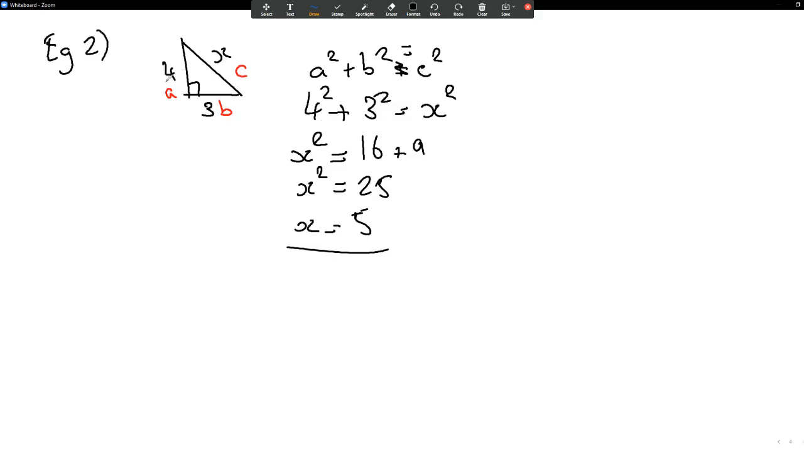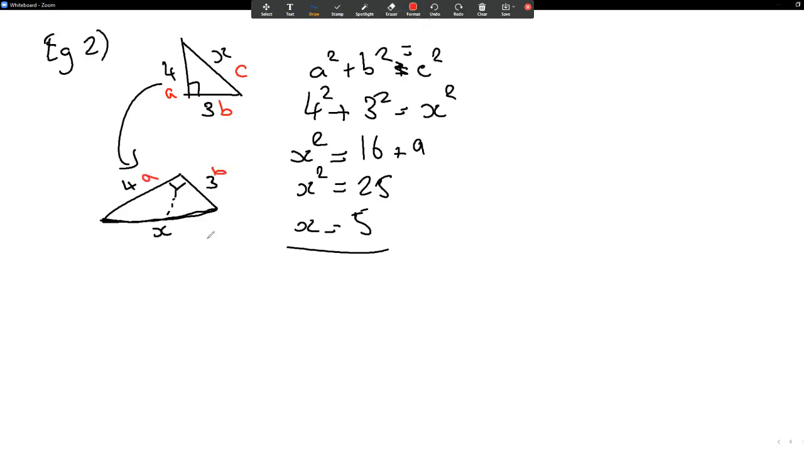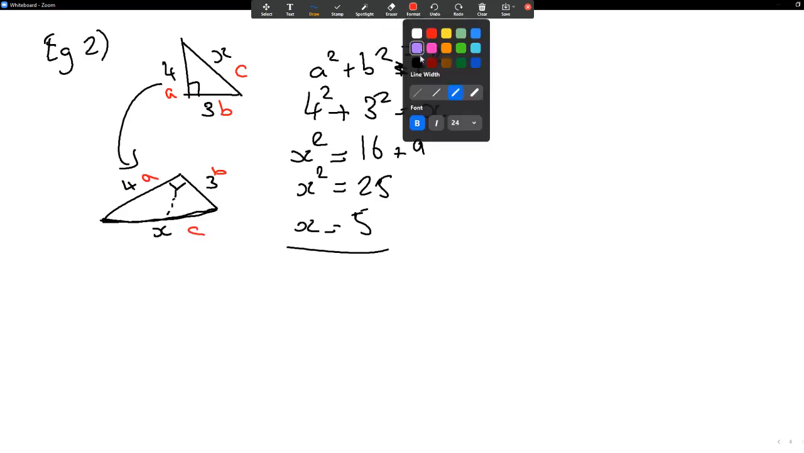Bear in mind that we can get different values, different triangles. For example, this triangle could look like this, like that. Pretend all these lines are straight, and we'd have 3 here, 4, and x, like that. You still need to realize that the hypotenuse is this line here, because it's opposite to the right angle. And then obviously if we labeled them in the same way, we get that.